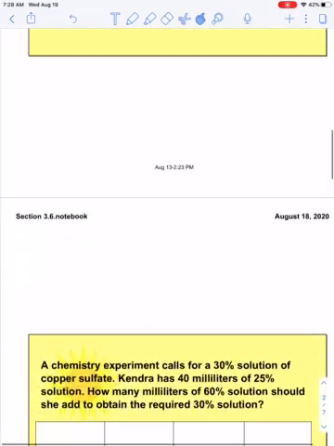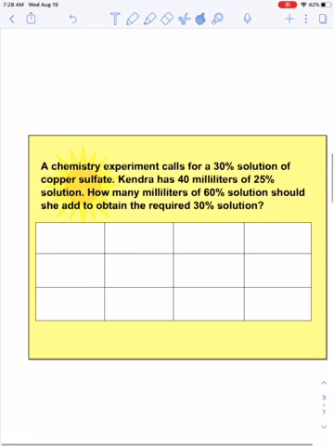If you understood what we were doing or you got better at it, then this is going to be even easier. Okay. A chemistry experiment calls for a 30% solution of copper sulfate. Kendra has 40 milliliters of a 25% solution. How much of a 60% solution should she add to obtain the 30%?